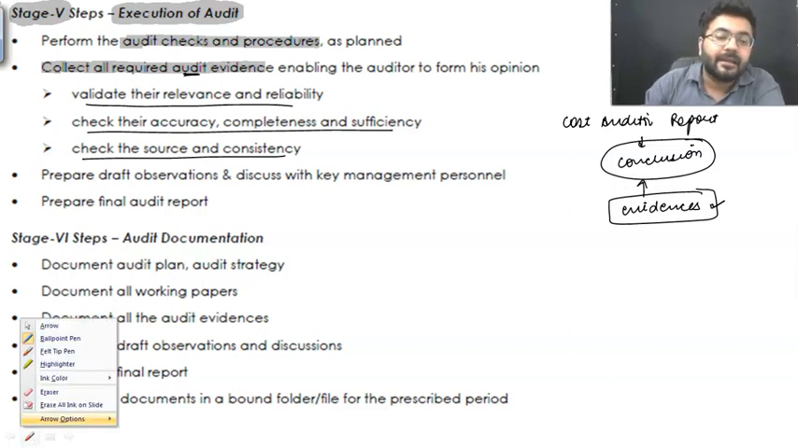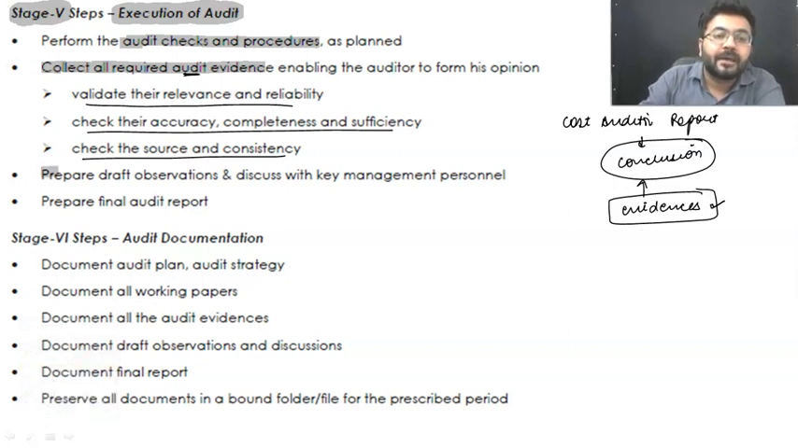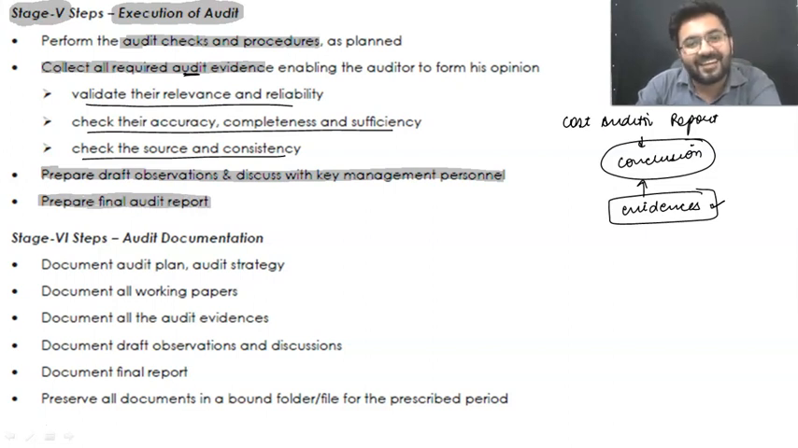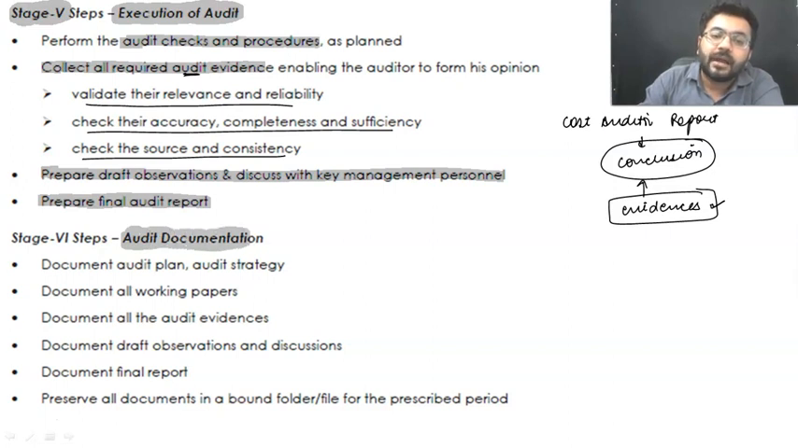And at the end, my dear students, we are going to prepare certain drafts and discuss them with the KMPs. After that, the final audit report is going to be prepared. That's all. And at the end, it's all about the audit documentation. Being a cost auditor, I'm going to prepare my final audit report.